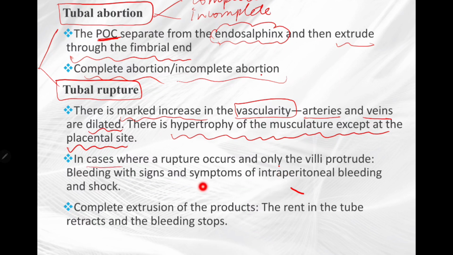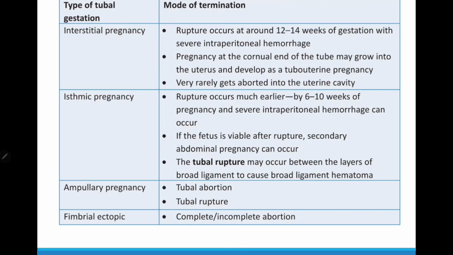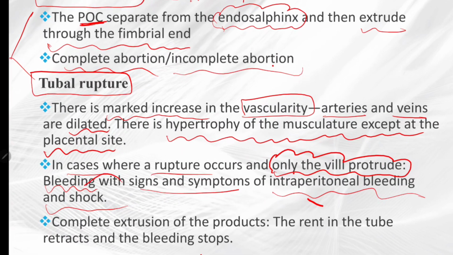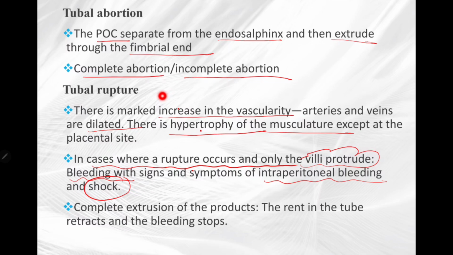Now, in cases where a rupture occurs and only the villi protrude, only the chorionic villi is protruding, bleeding is going to be there with signs and symptoms of intraperitoneal bleeding as well as shock. In case of complete extrusion of the products, the rent in the tube retracts and the bleeding stops.